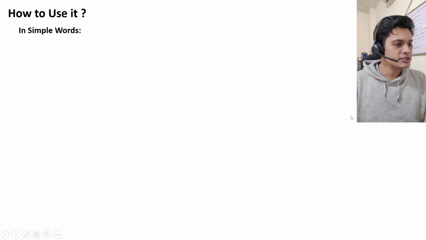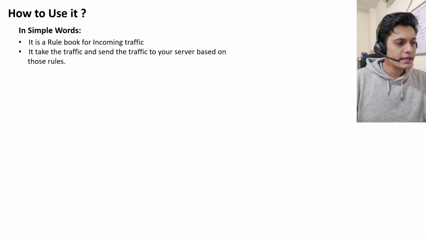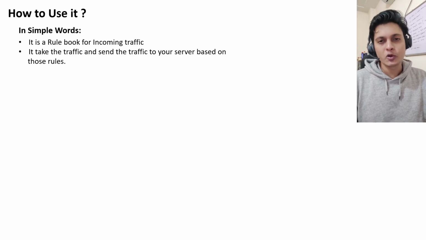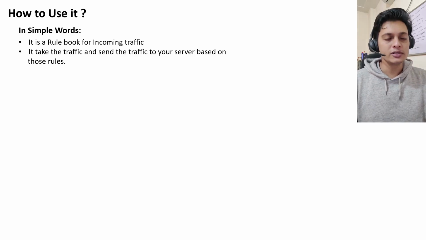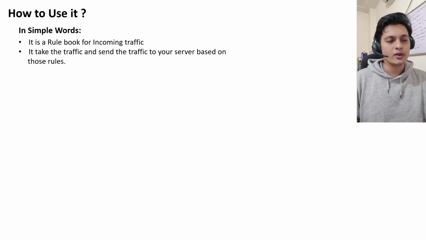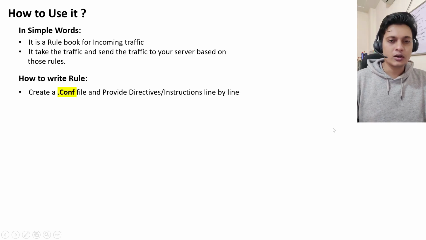Okay, so first of all, in very simple words, if I want to create the configuration, how am I going to create it? It is a rule book for incoming traffic. It takes the traffic and sends the traffic to your server based on those rules. So all I need to provide is a single file. In that single file, I have to write the rules, and these rules should be written with some keywords that are specific to the Nginx modules. Okay, it is the first thing. Now, how to write rules? Create a .conf file and provide the directives or instructions line by line.